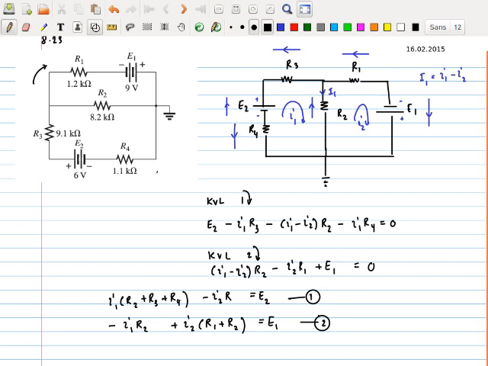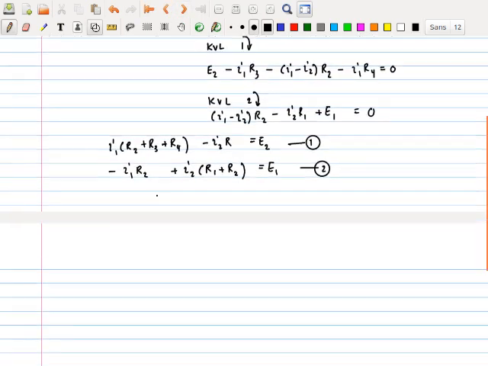How are you going to find the answer for I1 and I2? Cramer's rule. You know how to apply that. Apply Cramer's rule. So if we apply Cramer's rule to this, we first of all have to put it into a matrix form. Once you do that, you can then apply what is known as Cramer's rule.